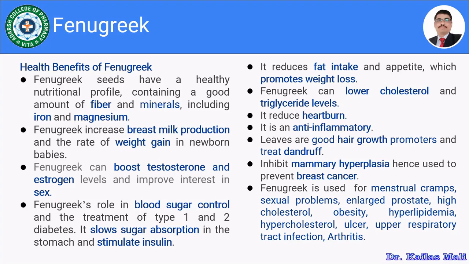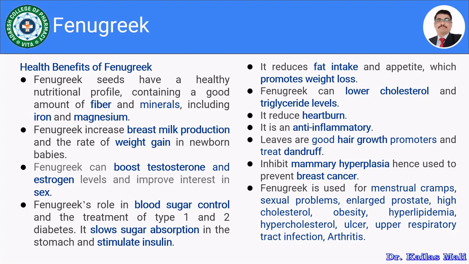Then it is going to inhibit the mammary hyperplasia, hence used to prevent breast cancer. And finally, if you can see, in short, fenugreek is used for menstrual cramps, then sexual problems, enlarged prostate, then high cholesterol levels, then obesity, hyperlipidemia, hypercholesterolemia, ulcer, upper respiratory tract infections, and arthritis. So these are some of the major health benefits of fenugreek.